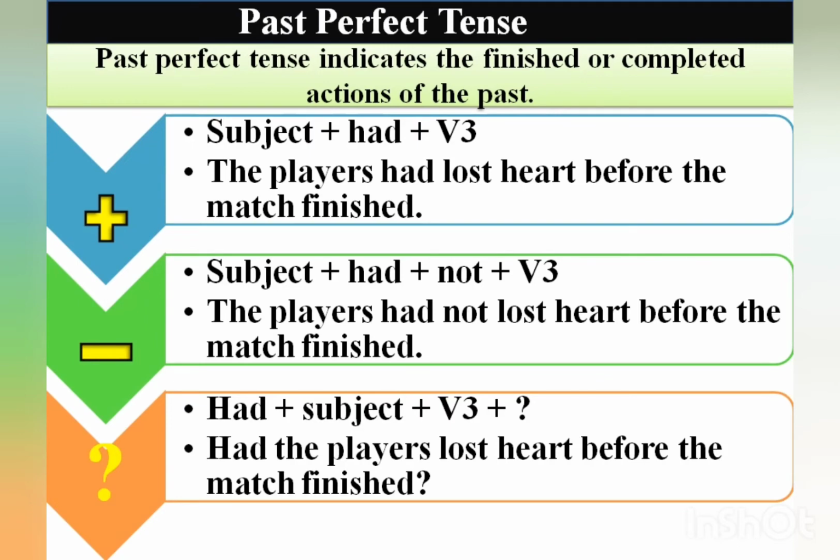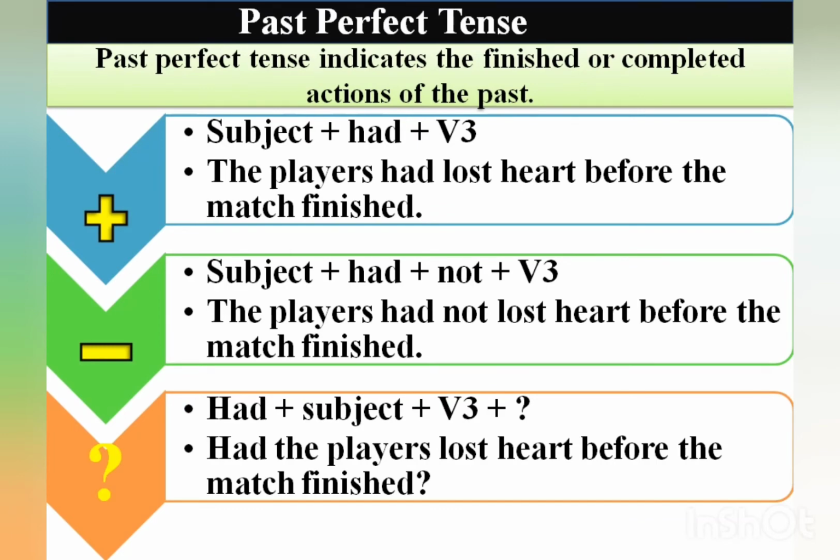Okay. So the players had lost heart before the match finished. So here your subject is players, and had lost is the third form of the verb lose, right? So what does this mean? Children, had lost heart means they had already given up, that we are going to lose. That is what is called losing heart, giving up, losing all hope. So the players had lost heart before the match finished.